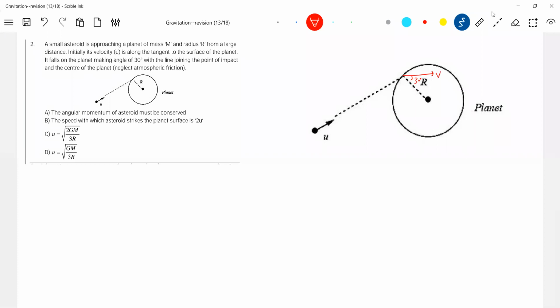So can we apply now conservation of angular momentum? This should be equal to m u r should be equal to m v sin 30 into r. Now the angular momentum will be conserved. We don't know v, so v you can write as u by 2, v equal to 2u.